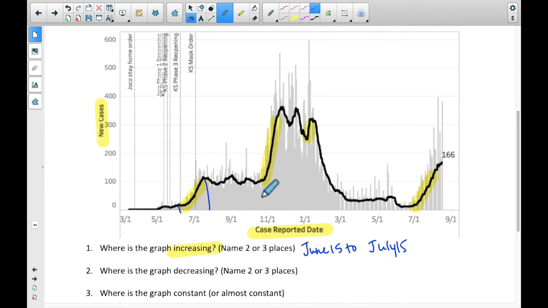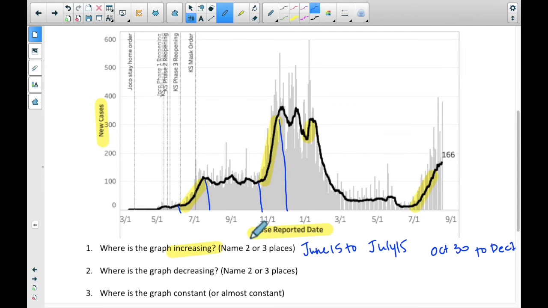And if we came over here, we could say maybe just before Halloween, so October 30th maybe, until here. And my lines aren't totally straight, I know. And that's halfway between, so maybe that's December 1st. I think that would make sense to you, right? It's increasing in those places.